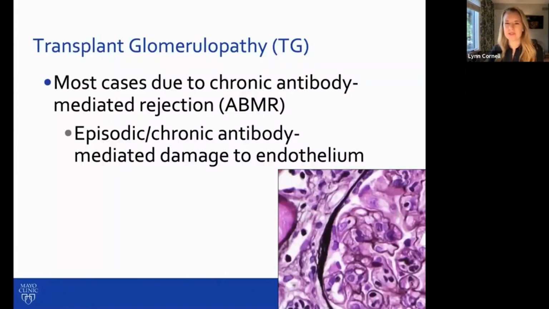So most cases of transplant glomerulopathy are due to chronic antibody-mediated rejection. And we think this is because there is chronic or episodic antibody-mediated damage to the endothelium. And when the endothelium is damaged, it likes to repair itself, and as part of that process, for some reason, lays down a new basement membrane layer.